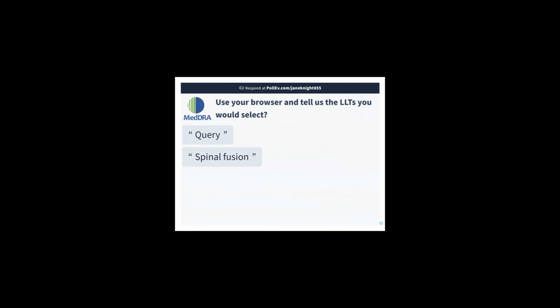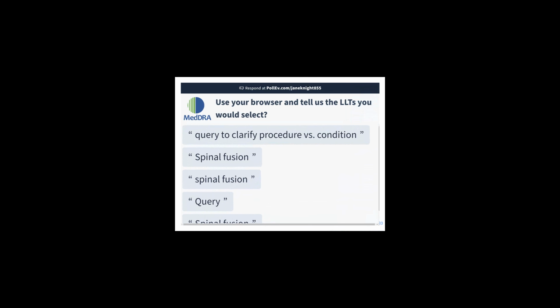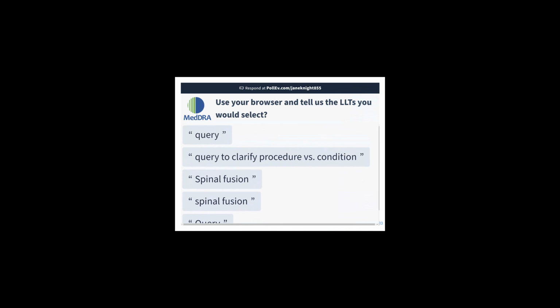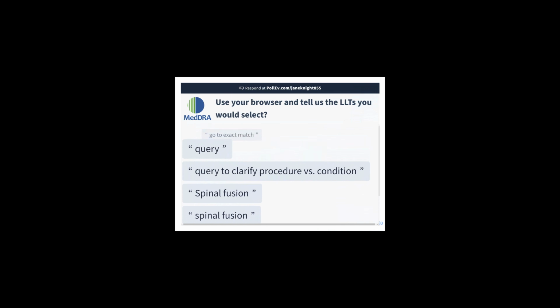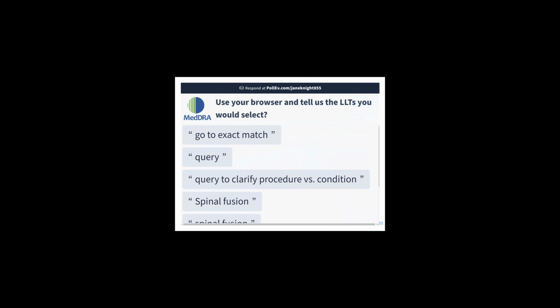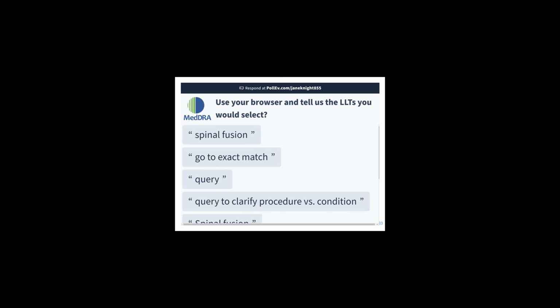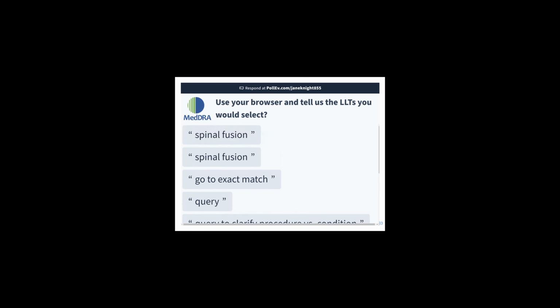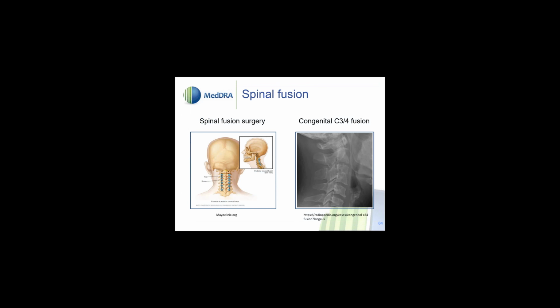Here we have the first responses. Query. Another participant would code to spinal fusion. Query to clarify procedure versus condition. Go to the exact match, spinal fusion. Yeah, there is an exact match in MedDRA for spinal fusion. So the vast majority really votes for spinal fusion here. Thank you for your proposals.